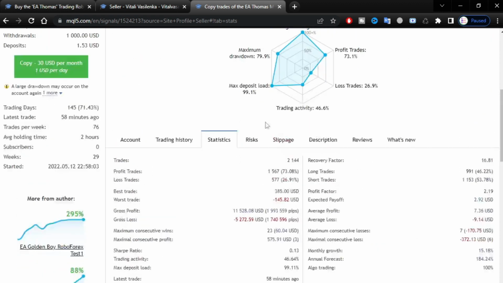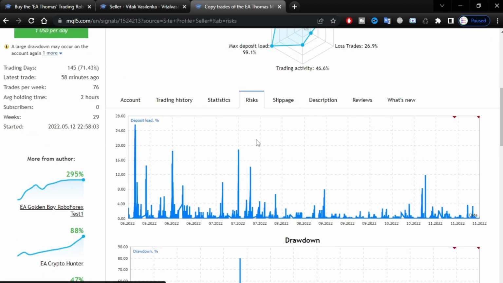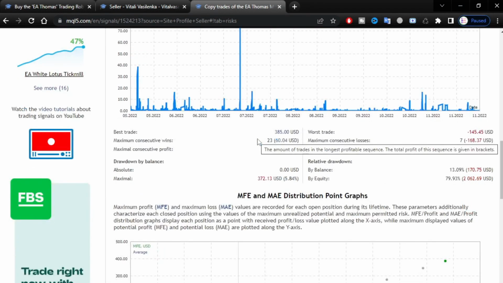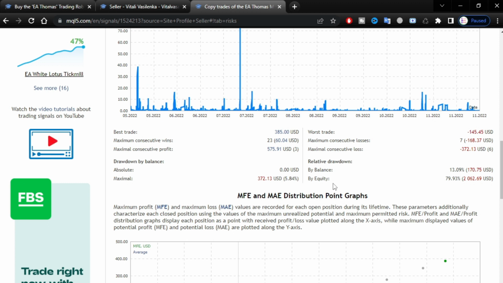For drawdown details you can check here. Drawdown by balance $372.13 or around 5.84%. And drawdown by equity around $2,062.69 or around 79.93%. This is the real drawdown that I described at the beginning. This could be a consideration for you.